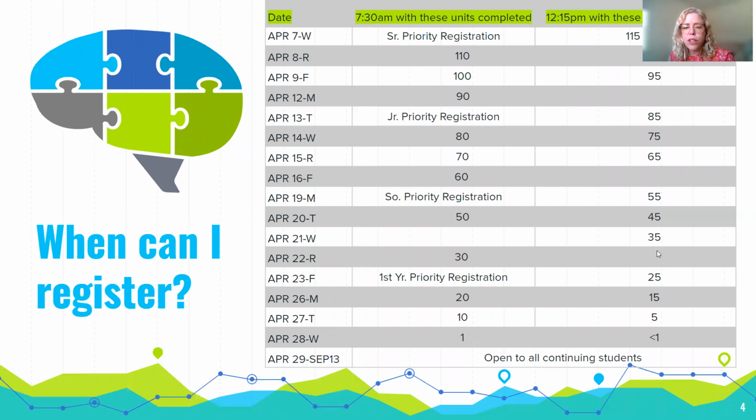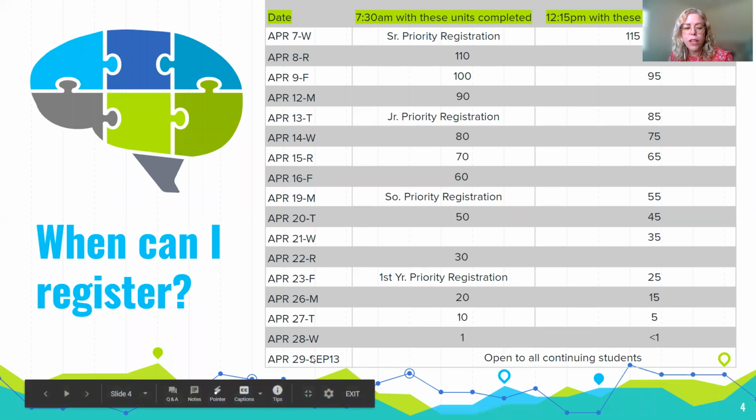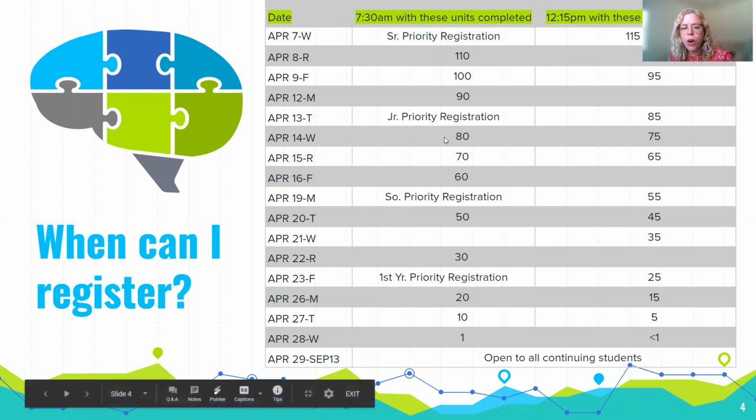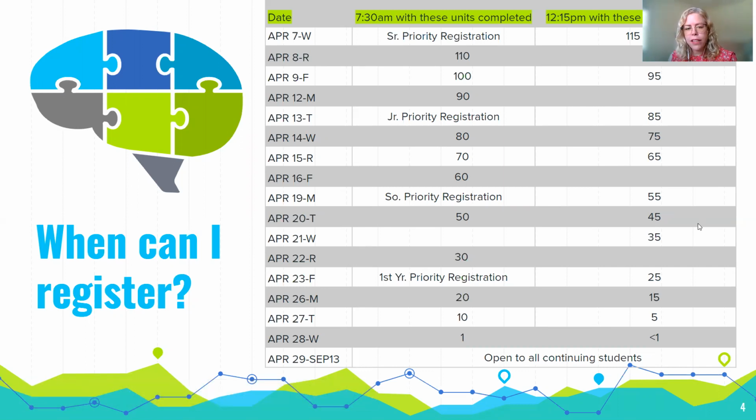So when can you register? The registration begins on April 7th, and it goes through April 29th is the last day that it opens. And then it goes through the first add drop period of the fall semester. If you're wondering what the priority means in priority registration, this basically is for students who are athletes, honors program students, and veterans.